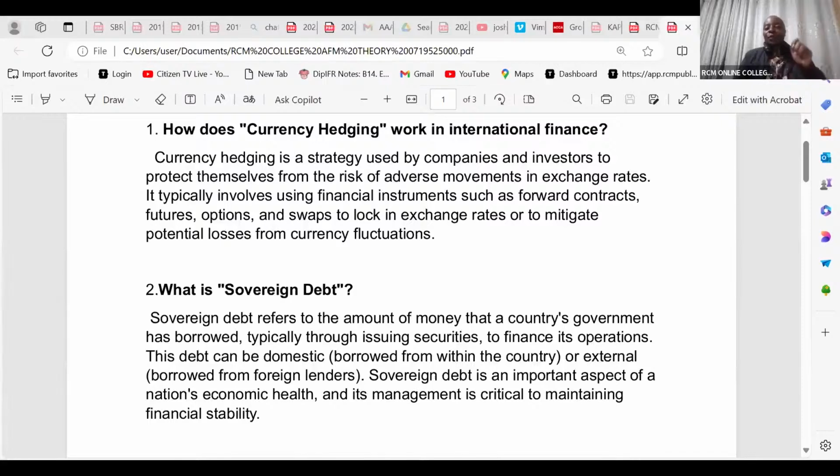When it comes to this sovereign debt, somebody is asking whether Eurobond is a sovereign debt. So long as it is denominated there, of course, in case it has been issued by Kenya.